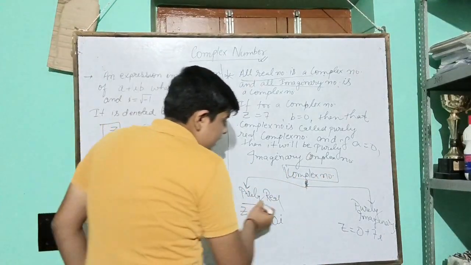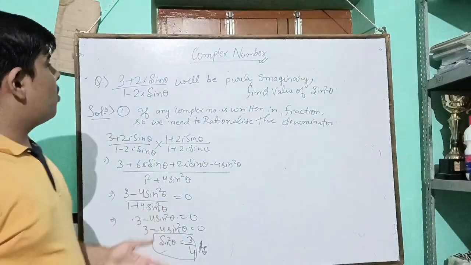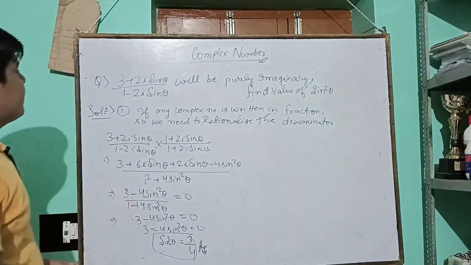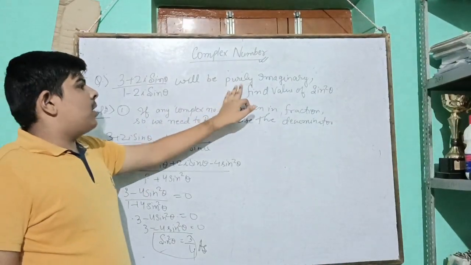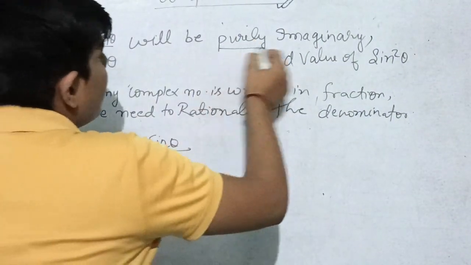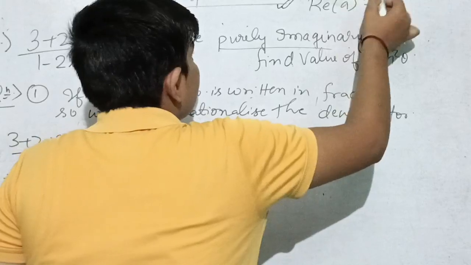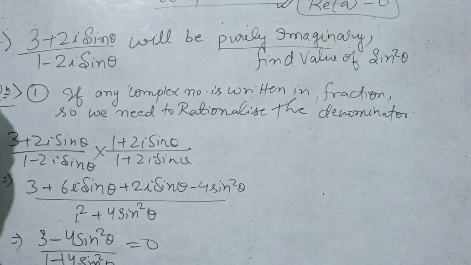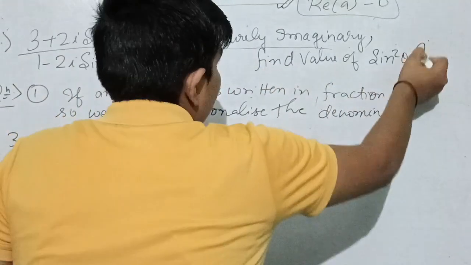So here we have a table dividing complex numbers into purely real and purely imaginary. Now I am discussing an example problem related to purely imaginary and purely real numbers. The question: (3 plus 2 iota sine theta) by (1 minus 2 iota sine theta) will be purely imaginary. Purely imaginary means the real part will be equal to 0, and only the imaginary part remains. If the real part is 0, then find the value of sine square theta.